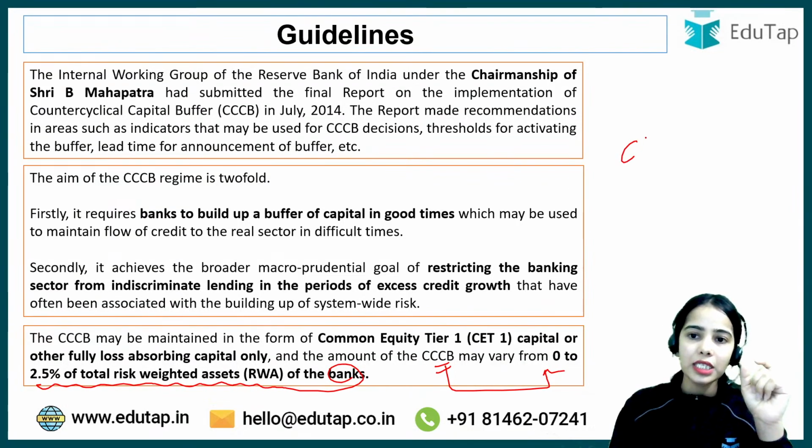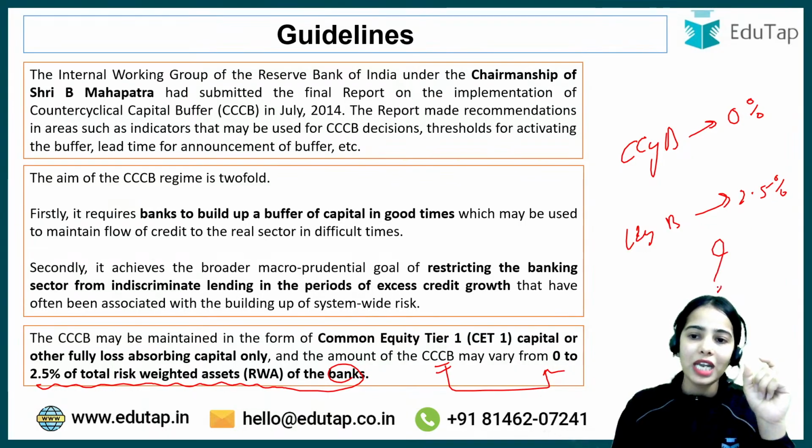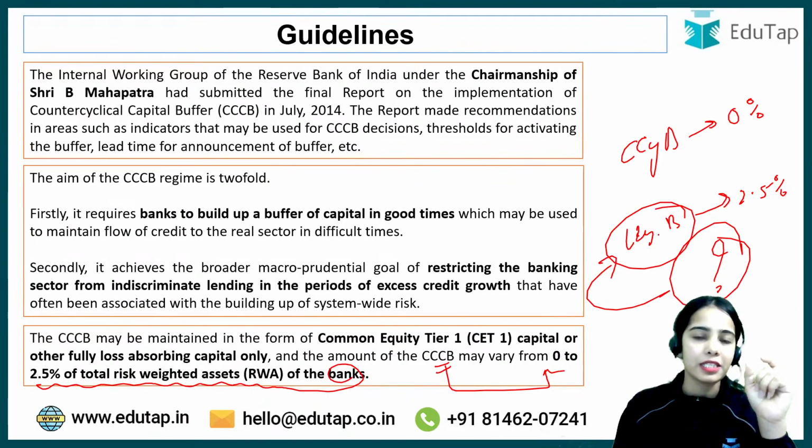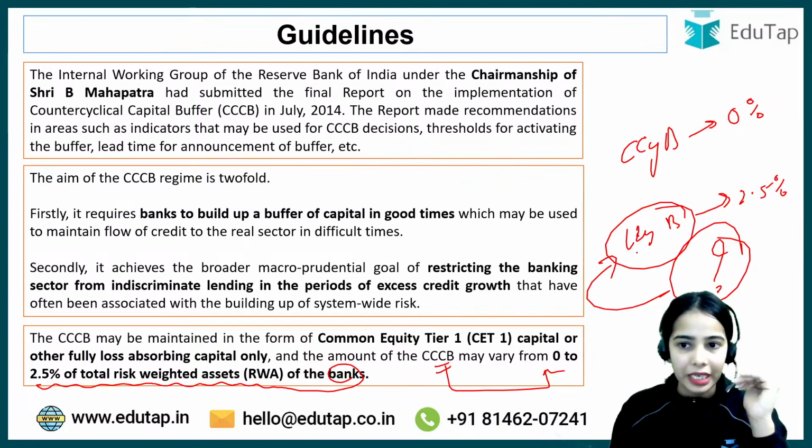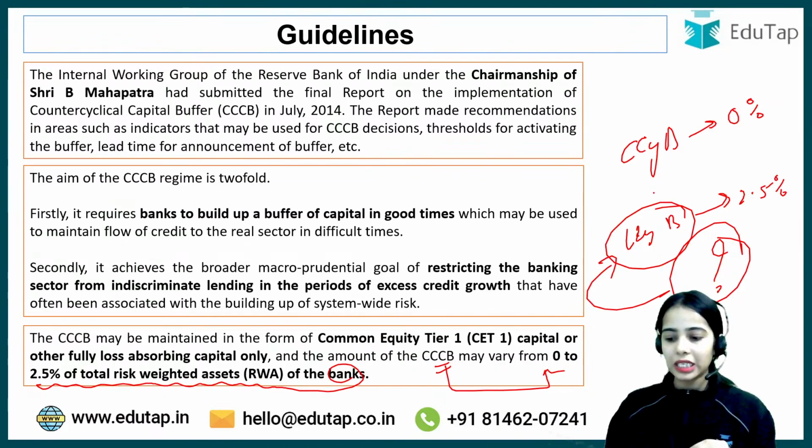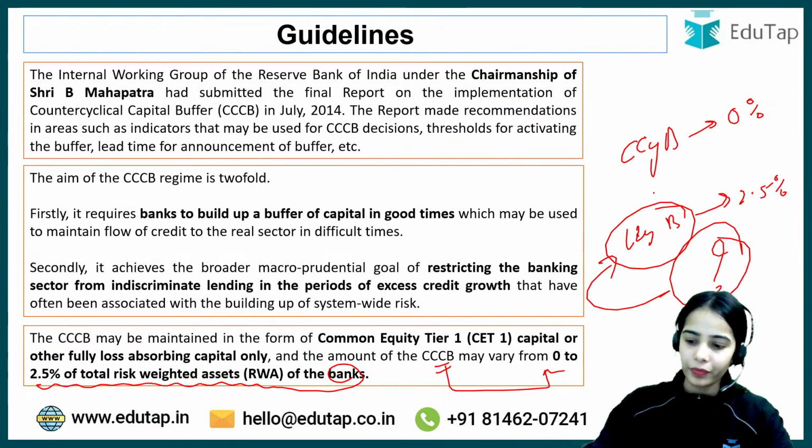So when will the CCyB be 0%, when will the CCyB be 2.5%, and what will happen if the bank does not maintain the CCyB if the RBI has mandated it? All of this we will discuss, but till now, does anyone have any confusion? Any confusion? All clear?